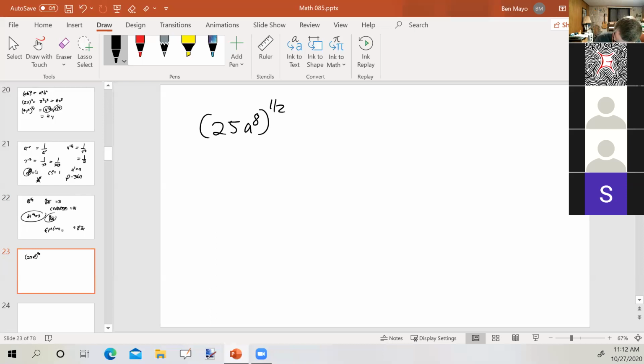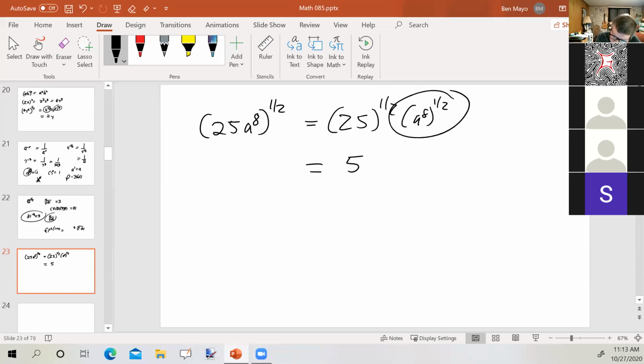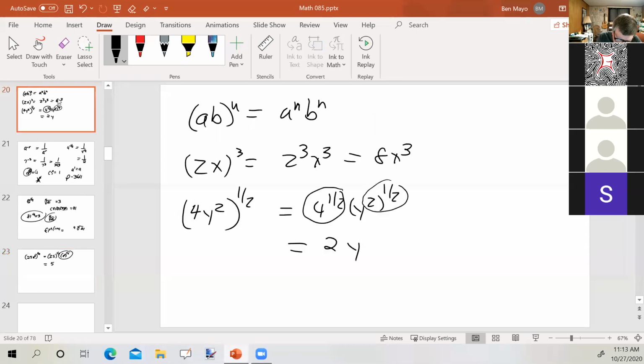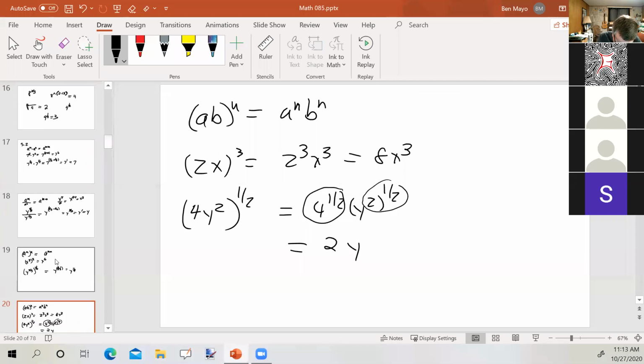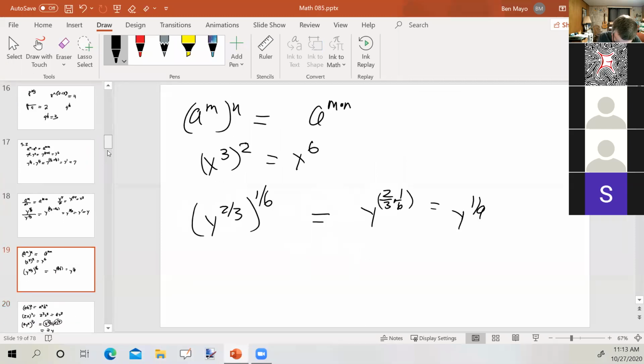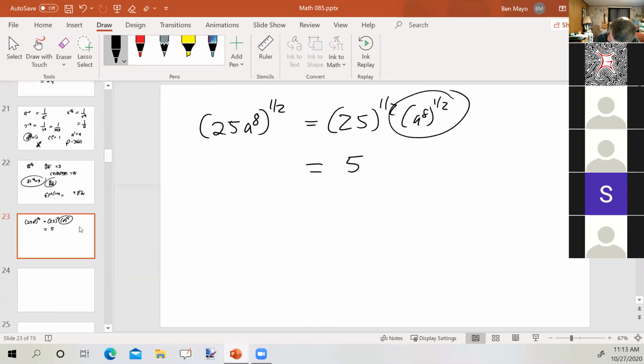Okay. So I have a product raised to a power. So that means each factor in the product gets raised to the outside power. Now, what is the 25 to the 1/2 power? That's the square root of 25, which is 5. And then here, a power raised to a power. What do you do? You multiply the exponents. Okay. But what is 8 times 1/2? 4. Now, I took an even root, so I need to make sure I don't have any negative variables. Do I need absolute value bars on this?